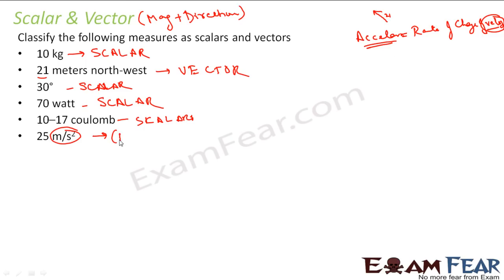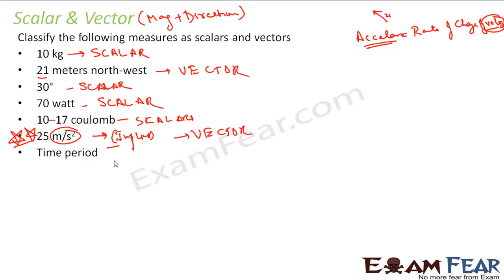It is not given here, it is implicit actually. There has to be some direction for acceleration. We just don't talk about acceleration just like that. When we talk about acceleration, we talk about direction also. So this is a vector. Though in this question it is not given as 25 meter per second square in east direction or west direction, when we talk about acceleration, we always talk about direction. So here direction is implicit. So it is a vector. Please don't be confused. In this question, direction is not mentioned, but when we talk about acceleration, we always talk about some direction.